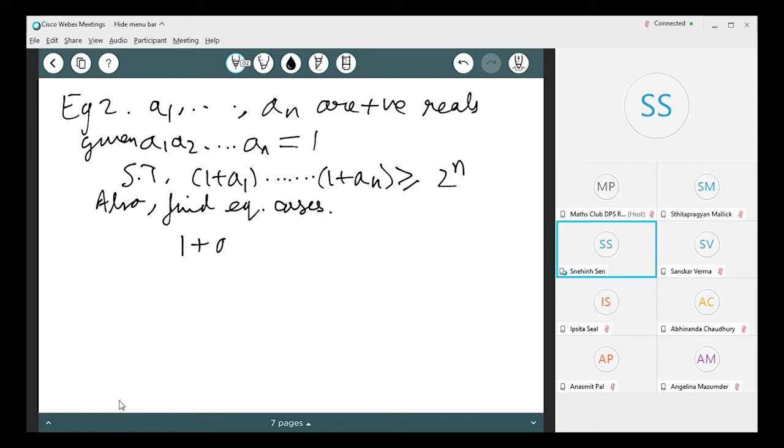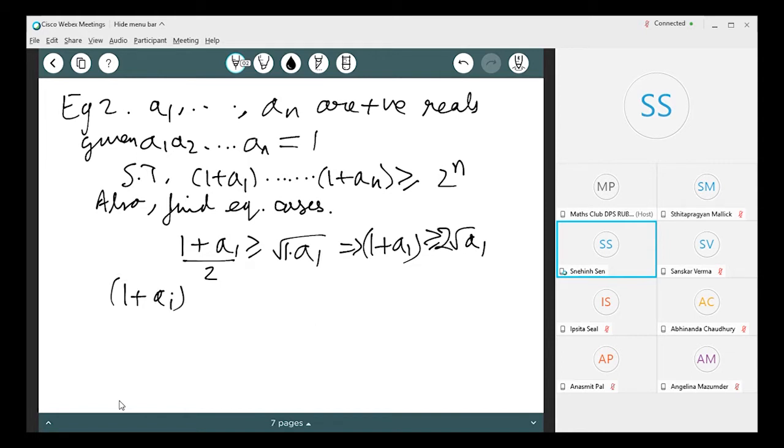So (1 plus A1) by 2 is greater than or equal to root A1. That's AM-GM, because this is 1 times A1. So that implies 1 plus A1 is greater than or equal to 2 root A1. So in general, we will have 1 plus Ai is greater than or equal to 2 times root Ai for all i from 1 to n.